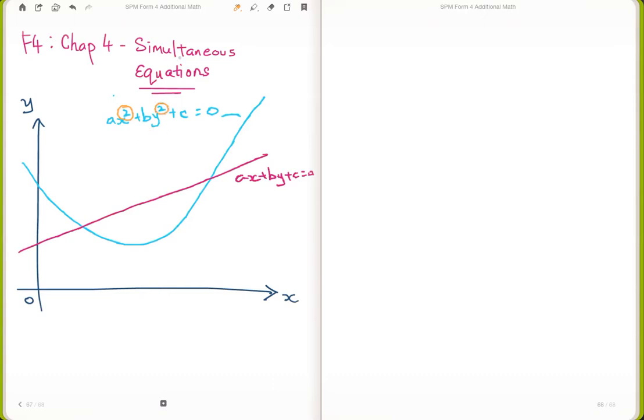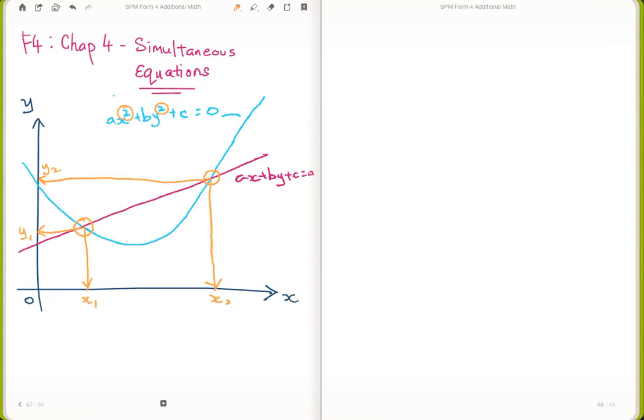Now, what simultaneous equation does is, when these two curves join together, there are some places that intersect with each other, here and here. So in this chapter we're going to find out what this coordinate is. When x is my x1, what is my y value, and the second value, x2, what would be the value here, y2. So this is the concept of simultaneous equation.